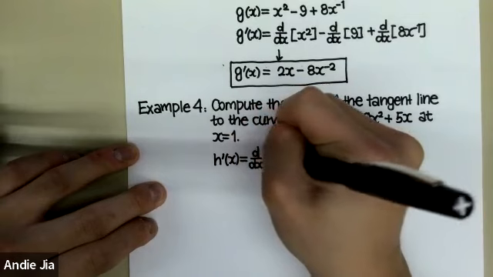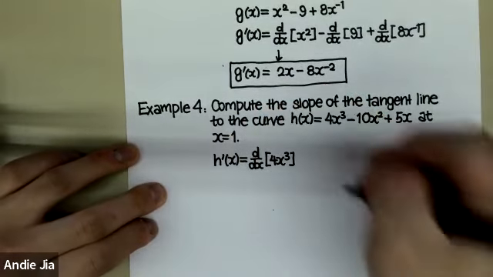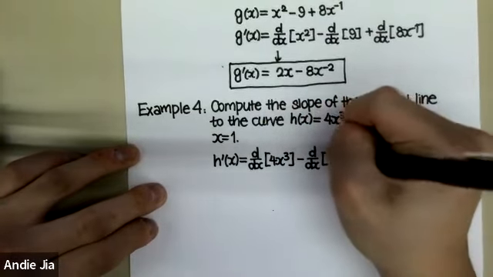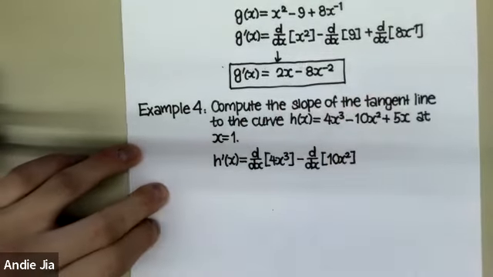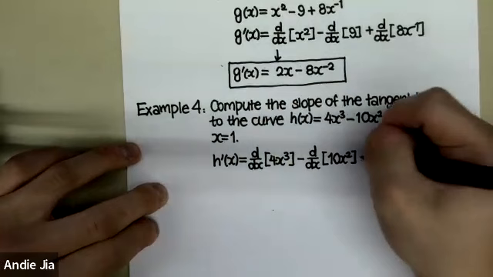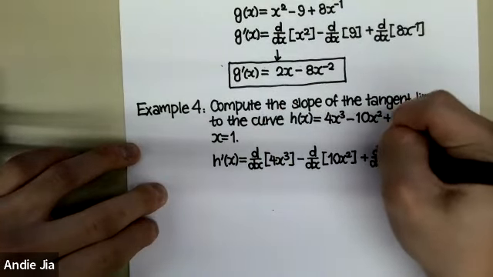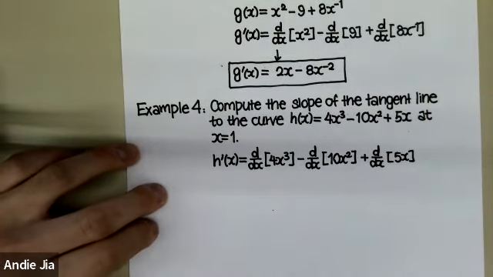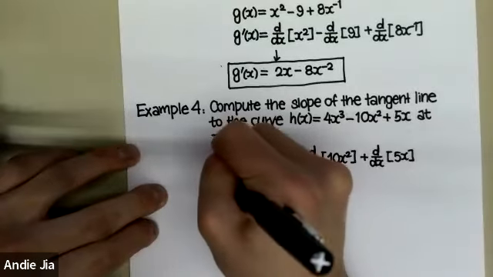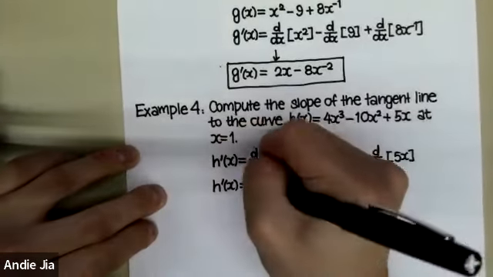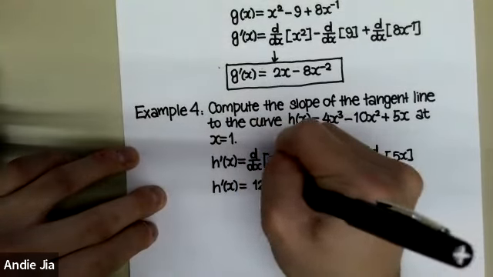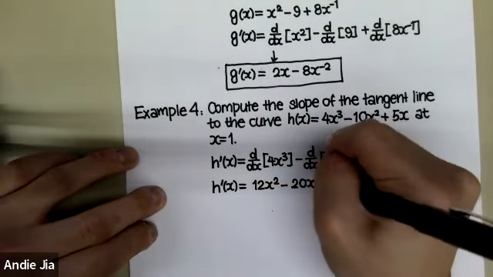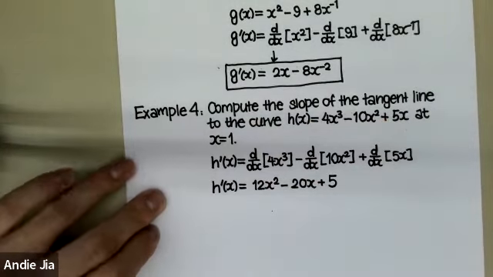The derivative of 4x cubed, minus the derivative of 10x squared, plus the derivative of 5x. And what you get is h prime of x, it is 12x squared minus 20x plus 5.